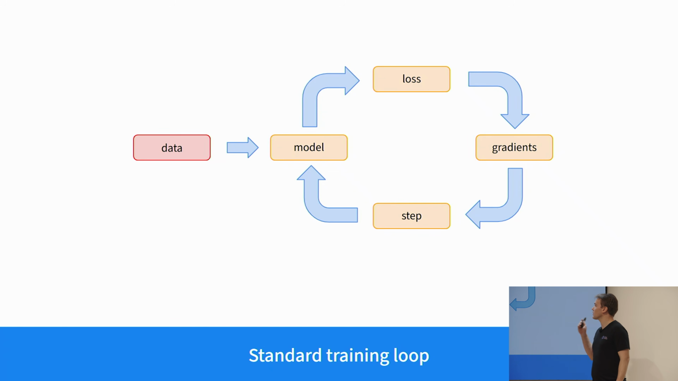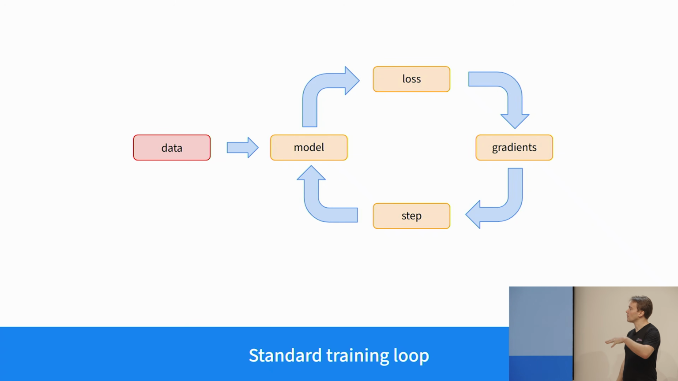So when you train a machine learning model, you do something that looks like this. Mainly, you have some data, usually that comes in the form of some inputs and some desired outputs for your model, and you feed them through your model.